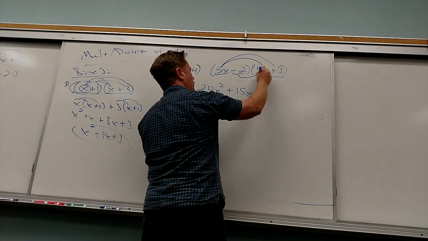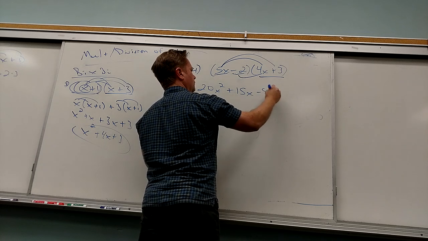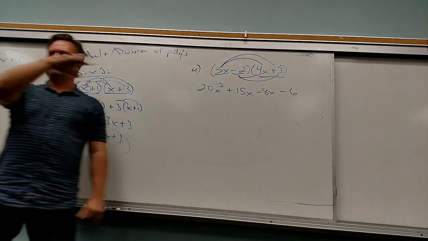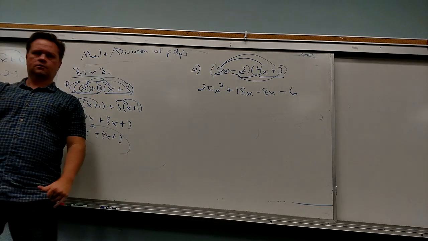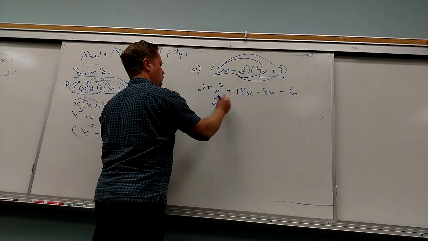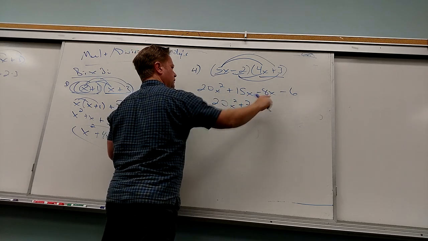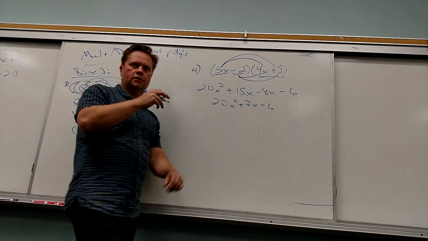So this will be negative 2 times 4x, negative 2 times 3. And then, of course, you put whatever like terms together you have. So you get 20x squared plus 7x minus 6. I like it.